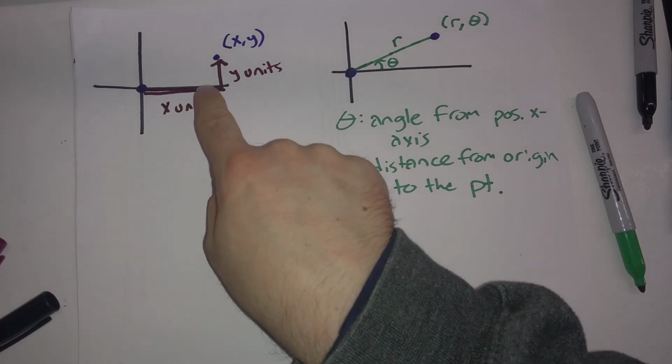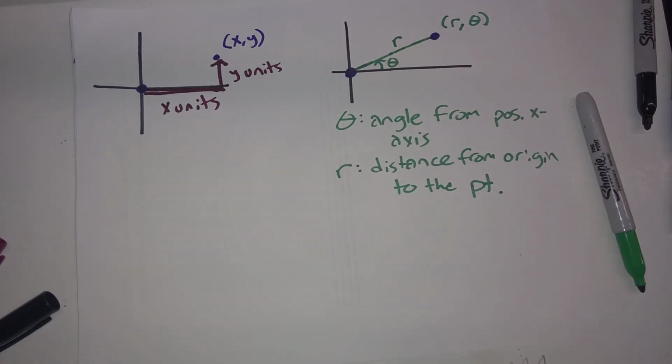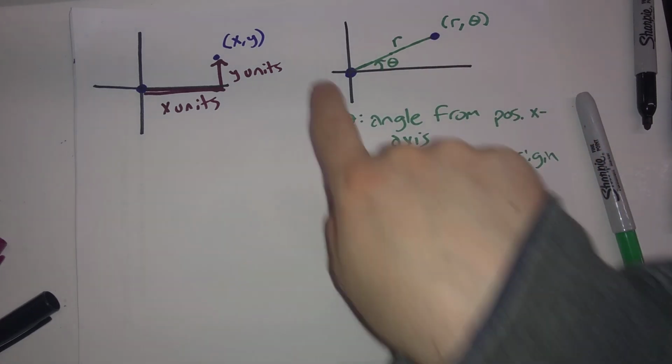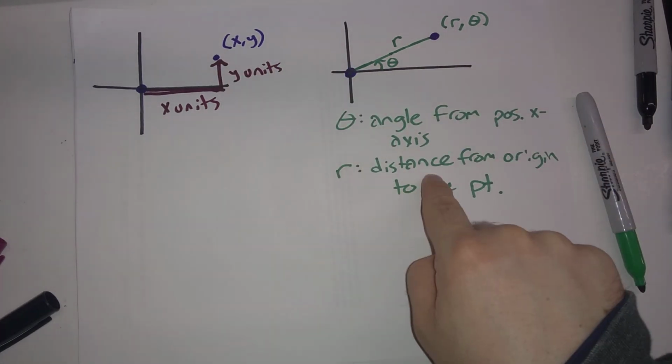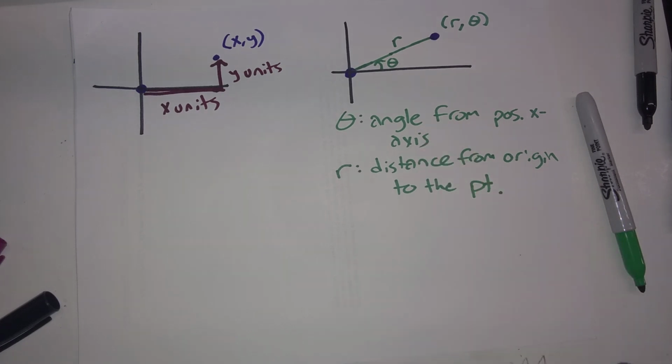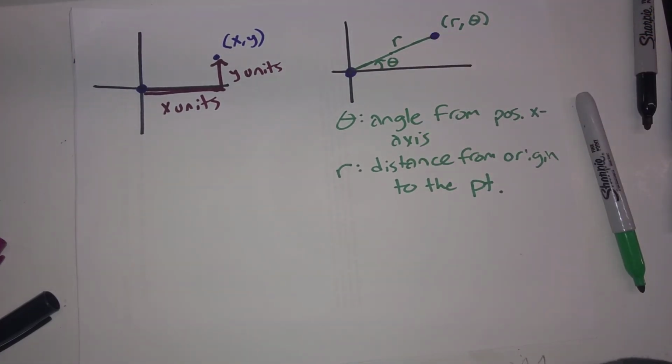Okay, so we've got this going on. We can describe any point in the plane using the distance from the origin to the point, along with the angle that this line forms with the positive x-axis.